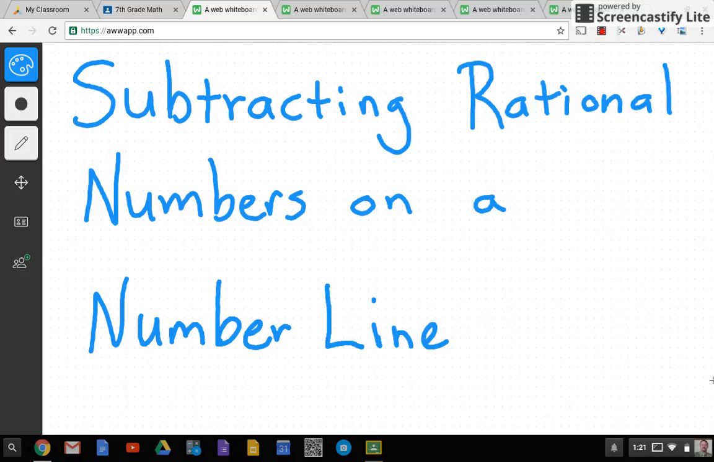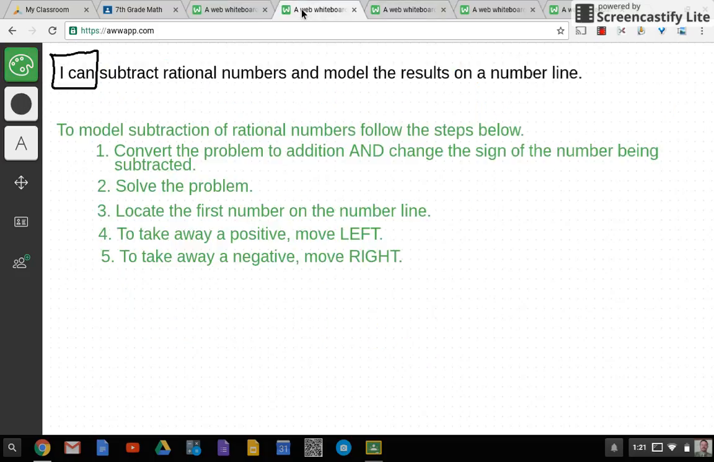Okay, time to subtract rational numbers on a number line. So this is the page in your interactive notebook. This would be page 26. This is what it looks like. Now then, the title is, of course, subtracting rational numbers on the number line.